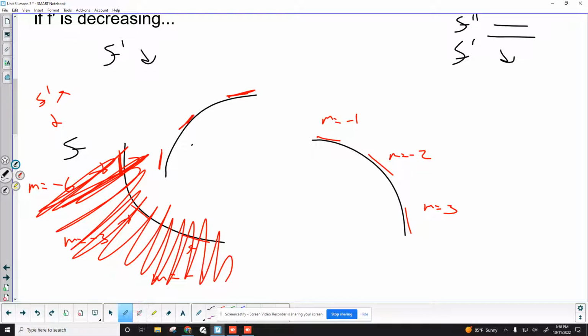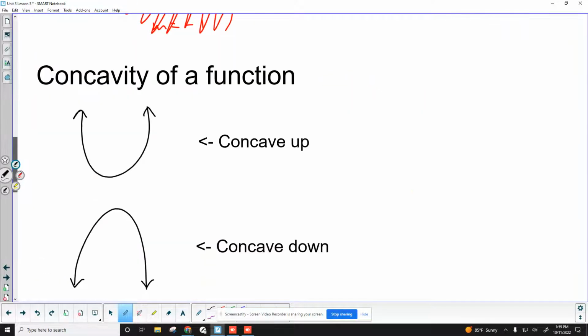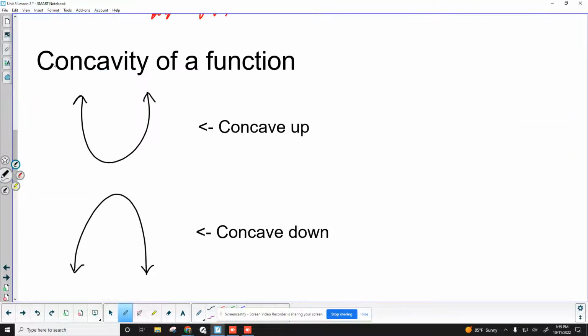And what we find is that whether f prime is increasing or decreasing, we have to have this specific type of curvature. And instead of calling it curvature, we're going to call it concavity. This is something that's curving upward, or concave up. And you can see the slopes would be increasing from greater negatives to 0 to positives to more positives.